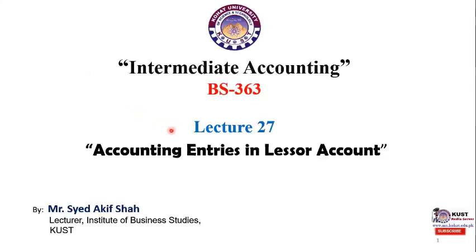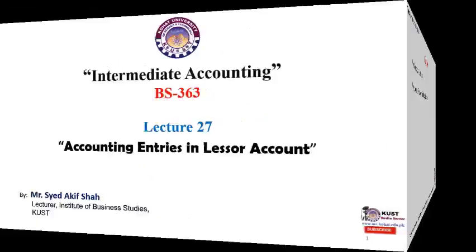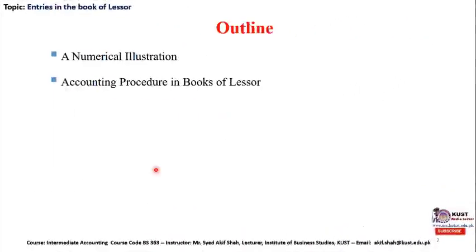This is lecture number 27, and the topic under this lecture is accounting entries in the Lessor book of accounts. In particular, we'll discuss a numerical illustration to explain the accounting entries that need to be passed in Lessor accounts. The outline of this lecture consists of a numerical illustration to be discussed and the accounting procedure to pass journal entries in the books of Lessor.